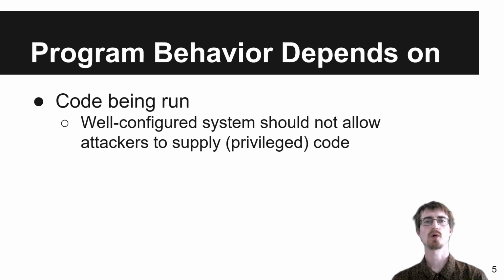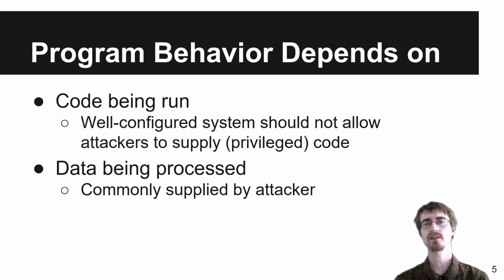So, when we run a program, we want to change its behavior as an attacker. So the first question is, what does a program's behavior actually depend on? First of all, it depends on the code being run, obviously. However, a normal, well-configured system should not allow attackers to supply privileged code. That is, you should not be able to write to a file that is setuid, nor should you be able to change its owner, nor should you be able to make your own file setuid, and definitely not for another user such as root.